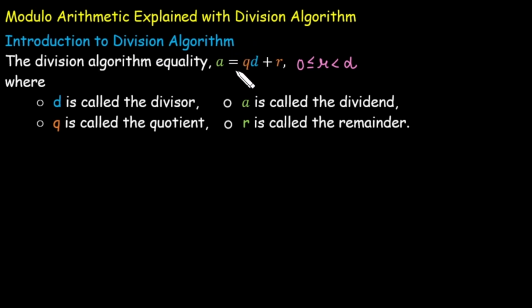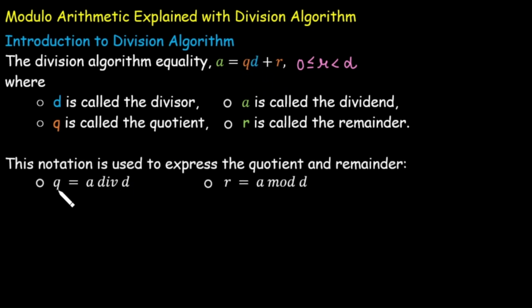With the help of this equality, we have two different notations expressed in terms of quotient and remainder. The first notation is when A is divided by D, we get a quotient. So when I write A divide D, we write the answer in the form of a quotient. And in case we write A mod D, mod means we are working with the remainders.